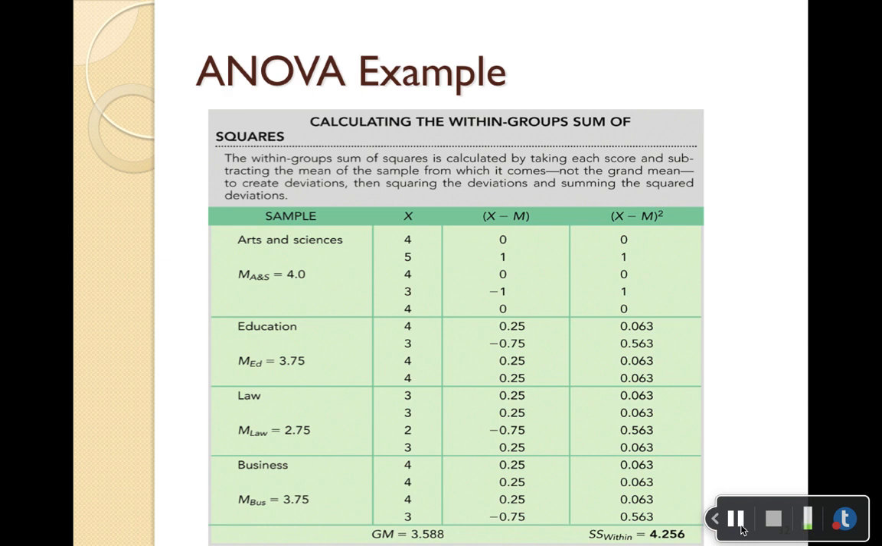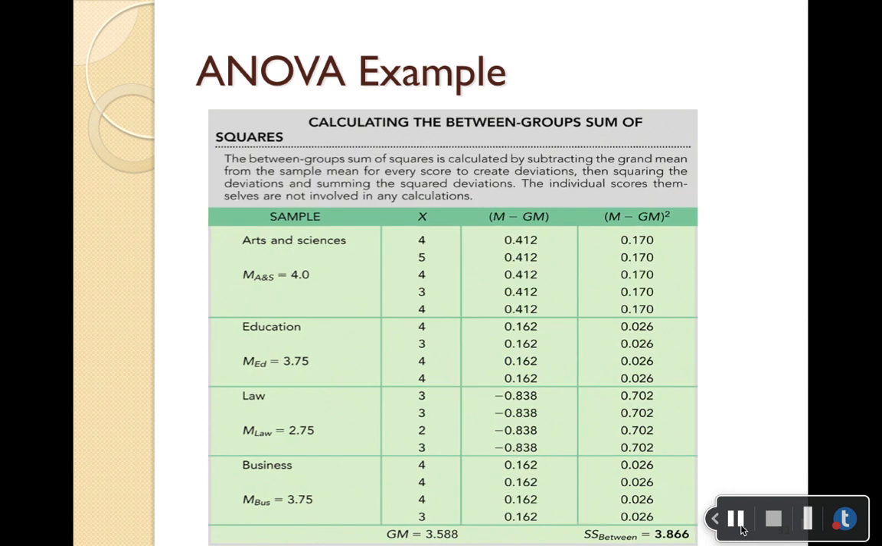I subtracted 4.0 from every single arts and science person and then squared that. Then I jumped down to education. They had a mean of 3.75. I subtracted that from each education person's score, square that, and so on with law and business. So subtracting the group means from the people in that group, taking those deviations, squaring them and summing them all up. So you can see at the bottom, our sum of squares within is 4.256.